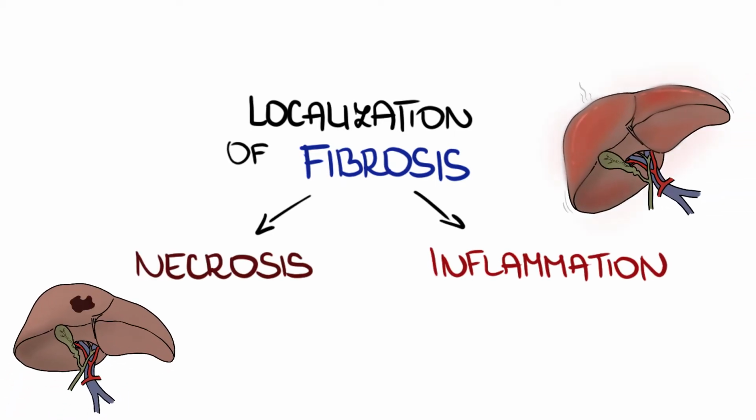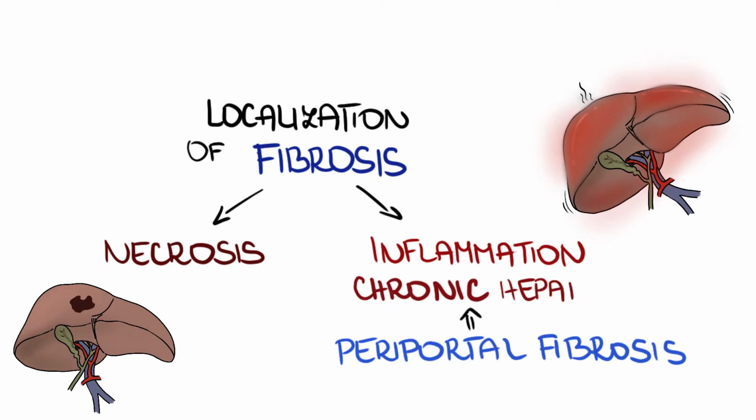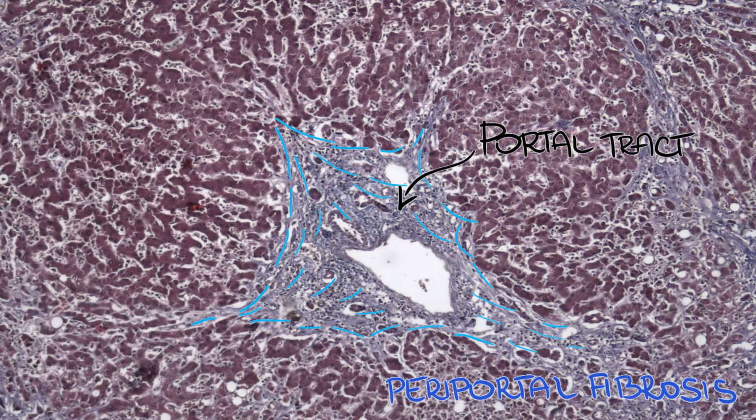Localization of fibrosis usually corresponds with where previous necrosis or inflammation occurred. Periportal fibrosis is thus typical for chronic hepatitis. Fibrous portal tracts are enlarged, irregular, and spiked.